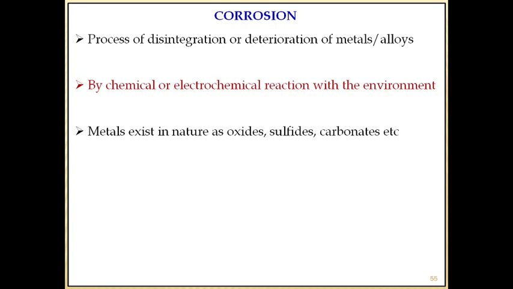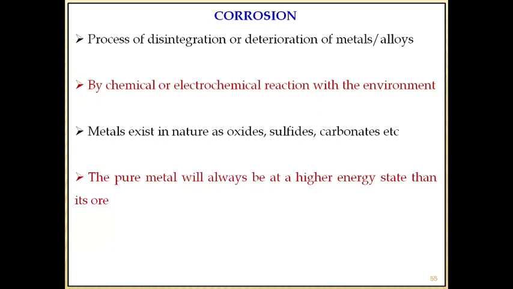Most of the metals except the noble metals like gold and platinum exist in nature as their compounds. That means they exist as metal oxides, metal sulfates, metal carbonates, etc. The metal is extracted from its ore after a series of metallurgical processes. That means the pure metal will always be at a higher energy state than its ore.